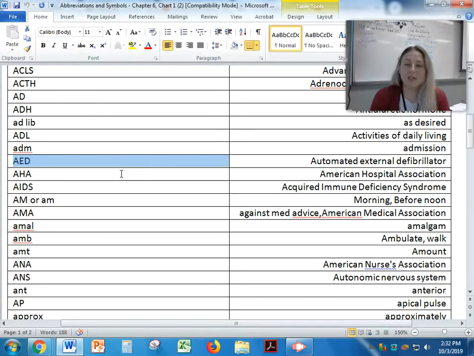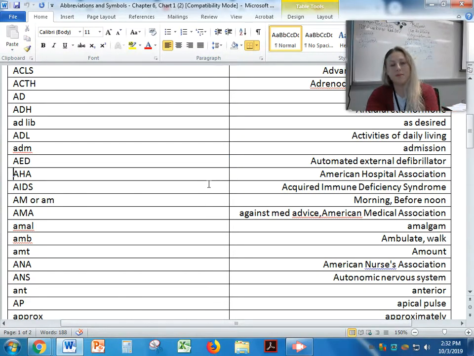So an AED is used for when the heart is beating out of sync. If it's in a shockable rhythm, meaning a rhythm where it's effective to actually deliver an electrical shock, it will help restart your heart, essentially.